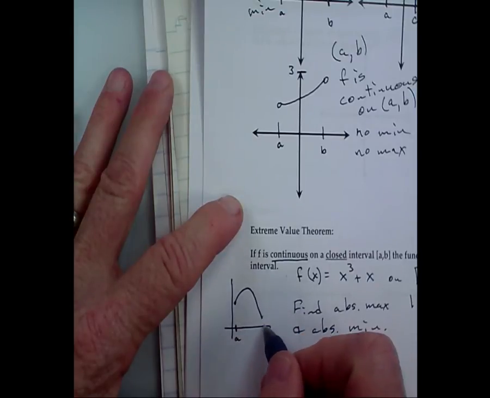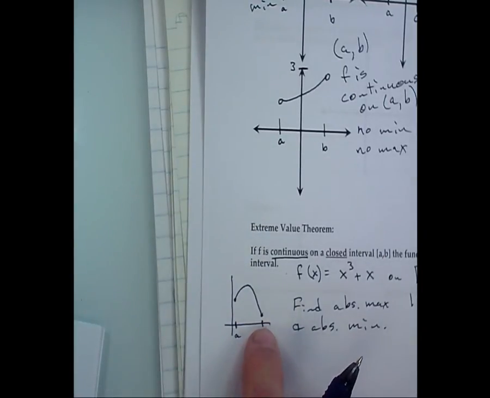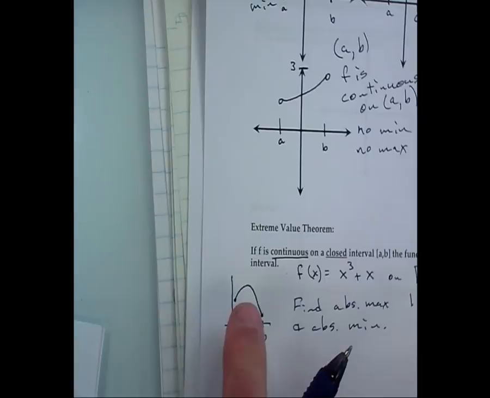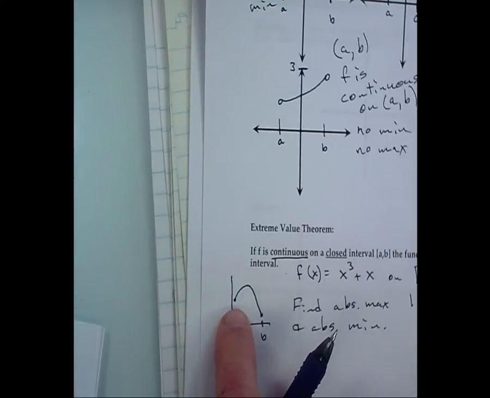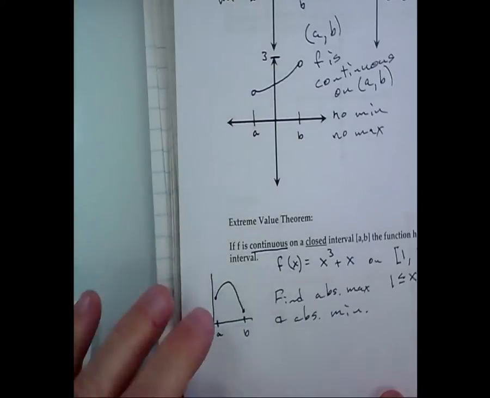Here's A. Here's B. That's the minimum, correct? Is this the maximum? Yeah. So you just need to look at the endpoints and the extrema. To find them, you have to look where? The endpoints and the extrema. Okay? I'll show you how I look at the endpoints.